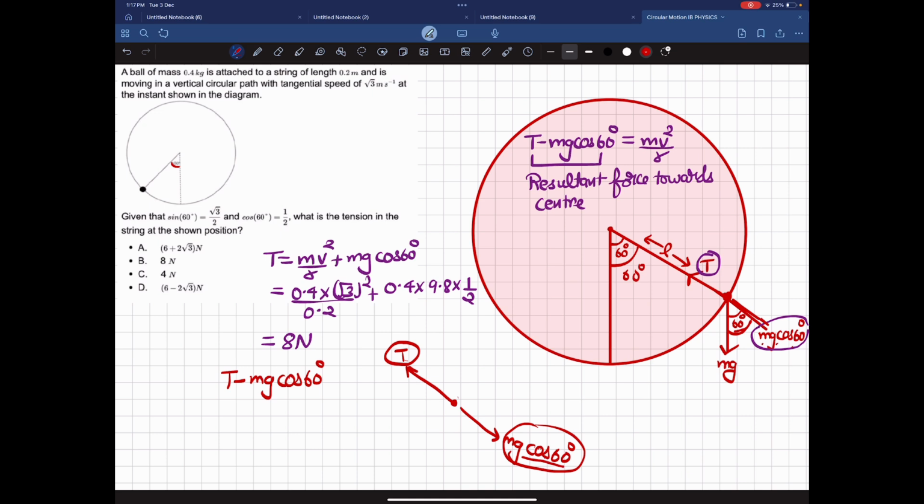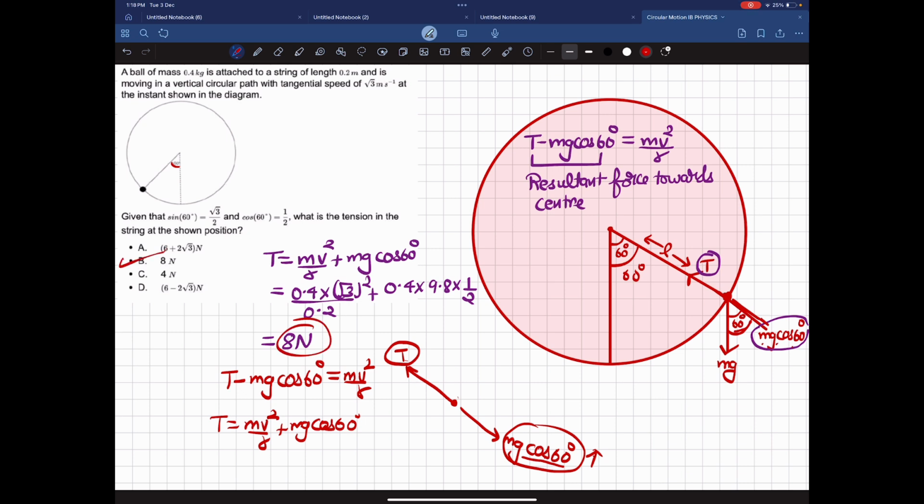If this was larger, the string would break, right? So tension should be greater than mg cos 60, and this should be equal to mv square by r. So we can say tension is equal to mv square by r plus mg cos 60. Now you just plug in the values, you will get the answer to be 8 newtons, which is B.